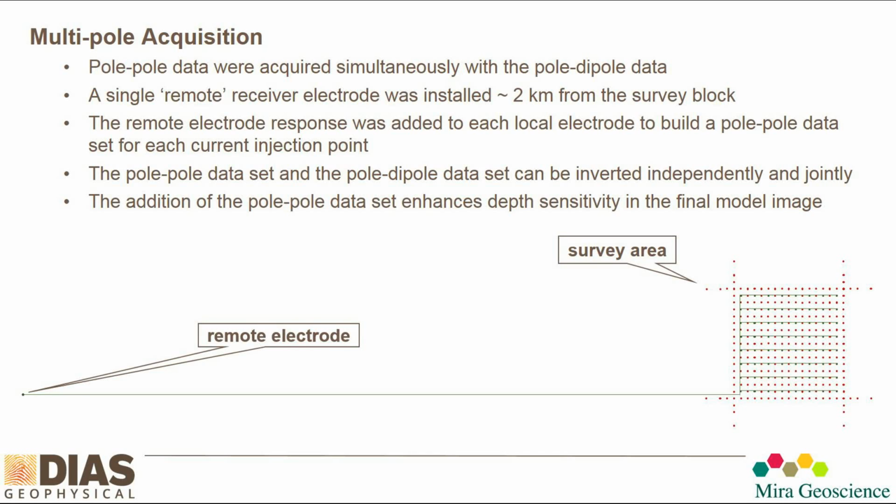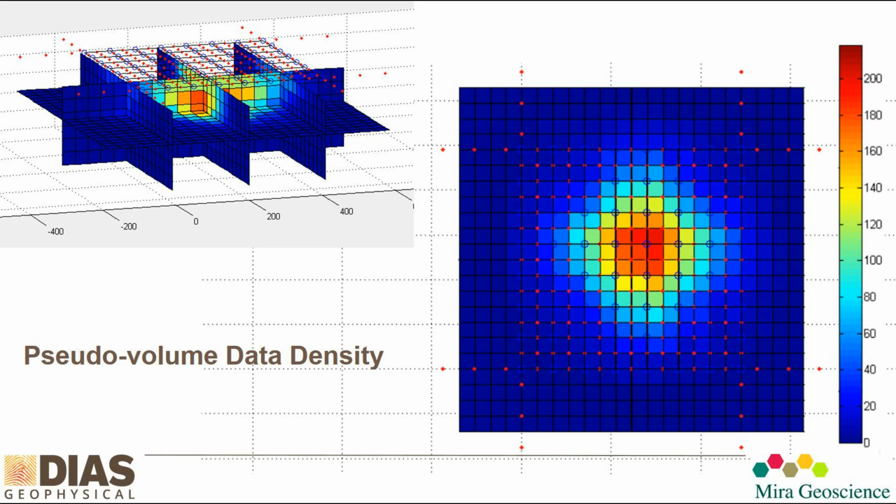And there's advantages to this, obviously, in the fact that you have the added depth sensitivity of the pole-pole data set, and a little more flexibility in how you invert your data. When we do our survey design, we can take a look, sort of similar to what was just discussed with the seismic survey. We can look at bins. It's not exactly the same, obviously, it's a different method, but we can think about it that way.